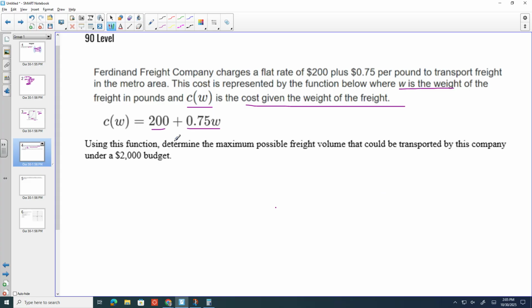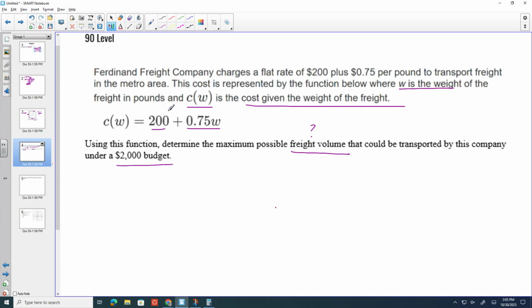Using the function, you're asked to determine a maximum possible freight volume, so that's the thing we don't know, that could be transported by this company under a $2,000 budget. So here's the real crux of the question. What do we do with that 2,000? Is that something that should go in for W as an input, or should it go over here for C of W as an output?